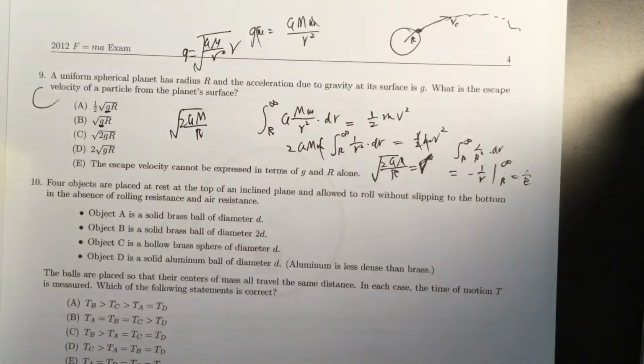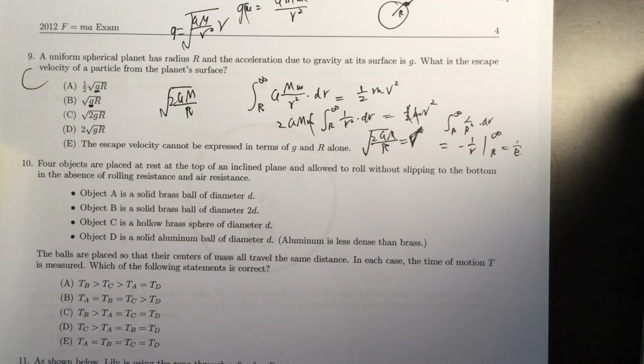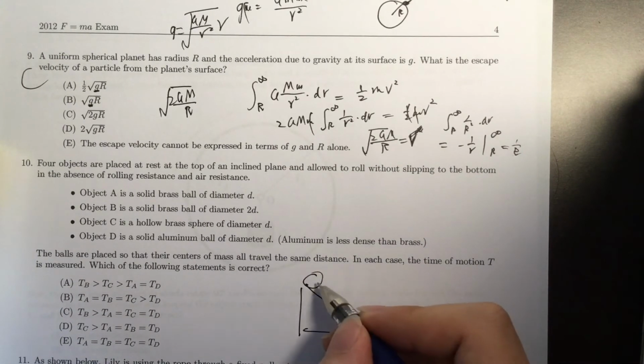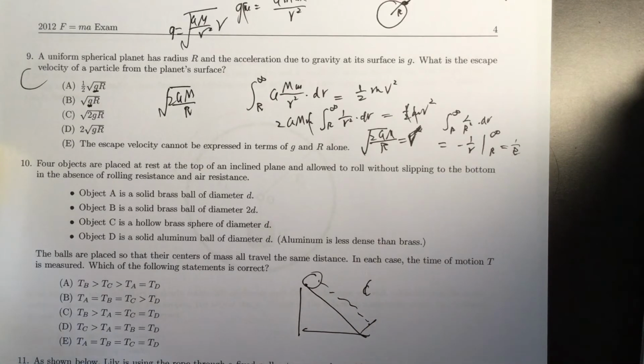The next question. Four objects are placed at rest at the top of an inclined plane and allowed to roll without slipping to the bottom, in the absence of rolling resistance and air resistance. So there's an incline and several balls are going to roll down the incline over some distance. And we need to find out the minimum time, right?